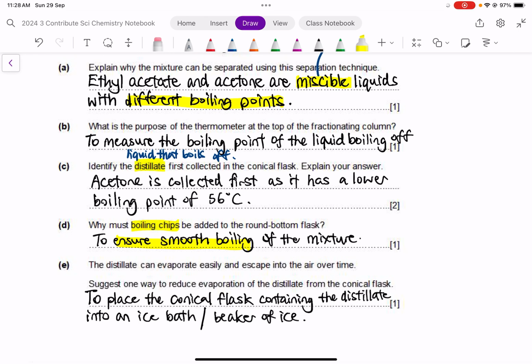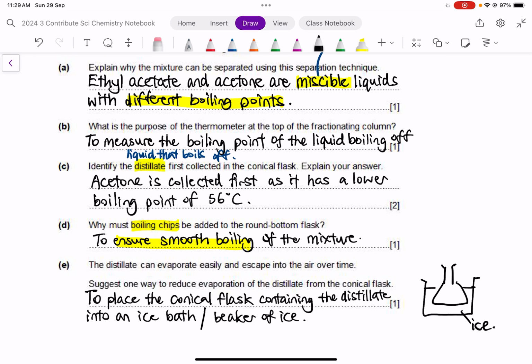And finally, in order to ensure that the distillate doesn't evaporate and escape, we can actually place the conical flask which contains the distillate at the end into a beaker of ice, also known as an ice bath. So what this means is the conical flask at the end can be dunked into a beaker of ice. Alright, and this allows the distillate to be cooled down so that it doesn't evaporate away as quickly.